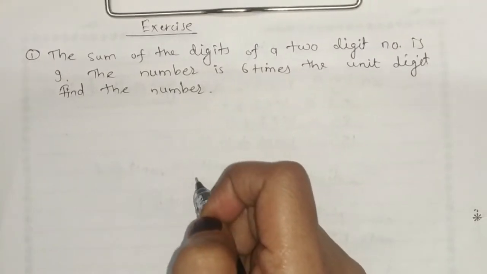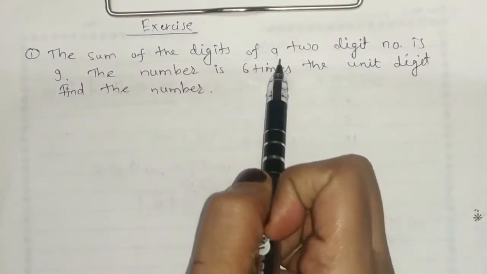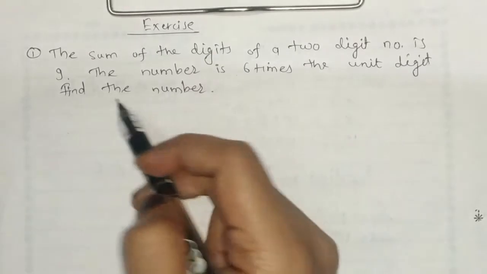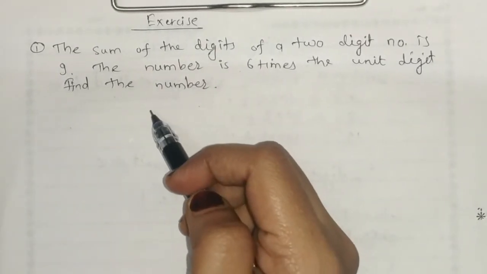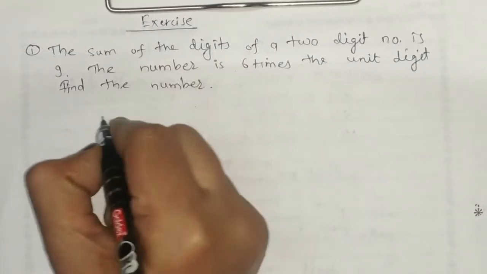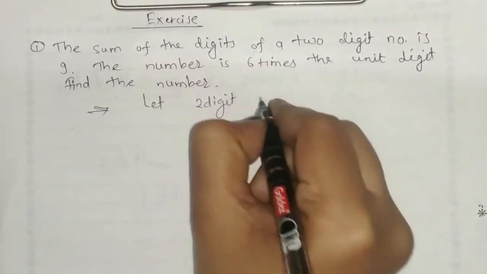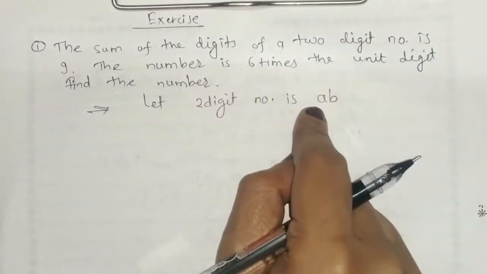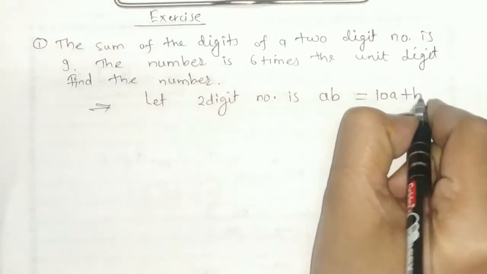So now we will move towards our exercise. First question is, the sum of the digits of a two-digit number is 9 and the number is 6 times the unit digit. We have to find the number. So dear students, we have just seen that any two-digit number we can represent as AB. So we'll start the solution by letting the two-digit number be AB, where A is at tens place, 10A plus B, B is at ones place.